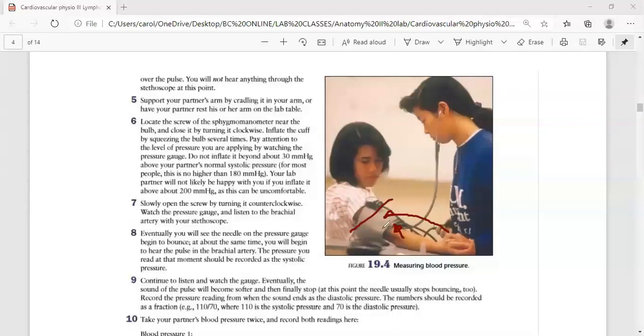And then you let go of the air. Obviously if you let go of the air little by little, then the blood will start flowing because the pressure in the cuff will be reduced. So the first time the blood starts flowing, it will produce a sound. How will you know what that sound is? Because you will be able to listen to that sound using the stethoscope.